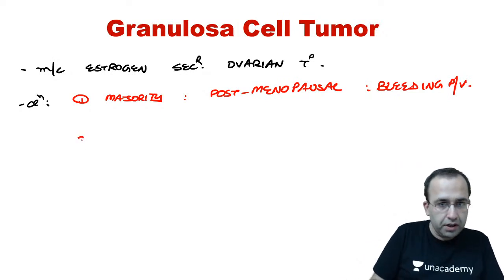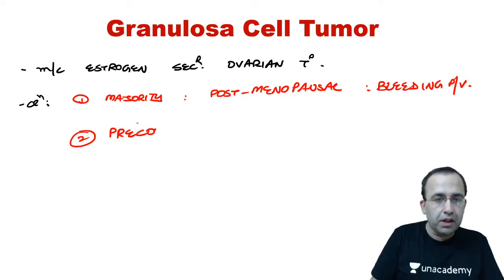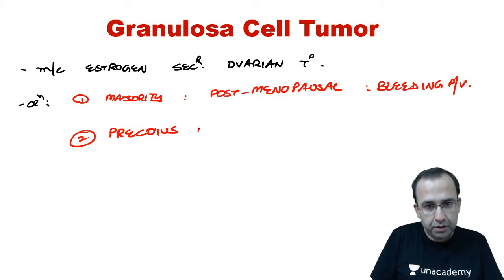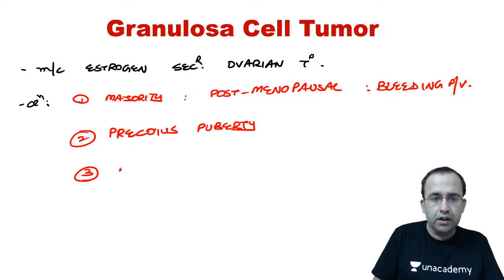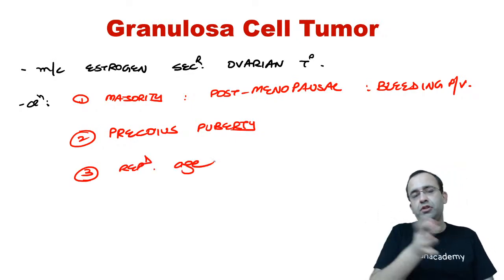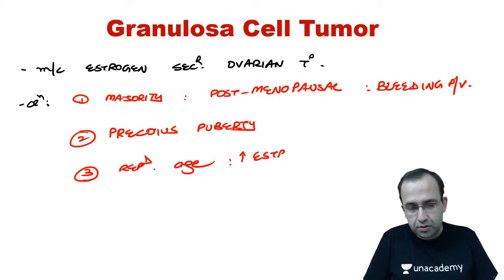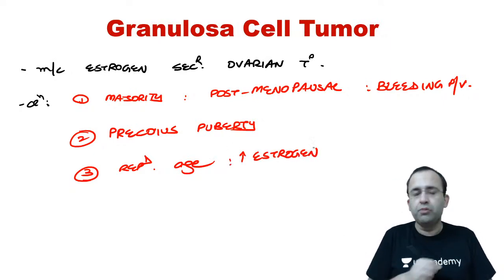Next point, it can also present with precocious puberty. If it occurs in the prepubertal age group, the patient can have precocious puberty, or in the reproductive age, it can present with menometrorrhagia, that is increased bleeding, reduced cyclical pain in the breast, all the features of increased estrogen. This is granulosa cell tumor.